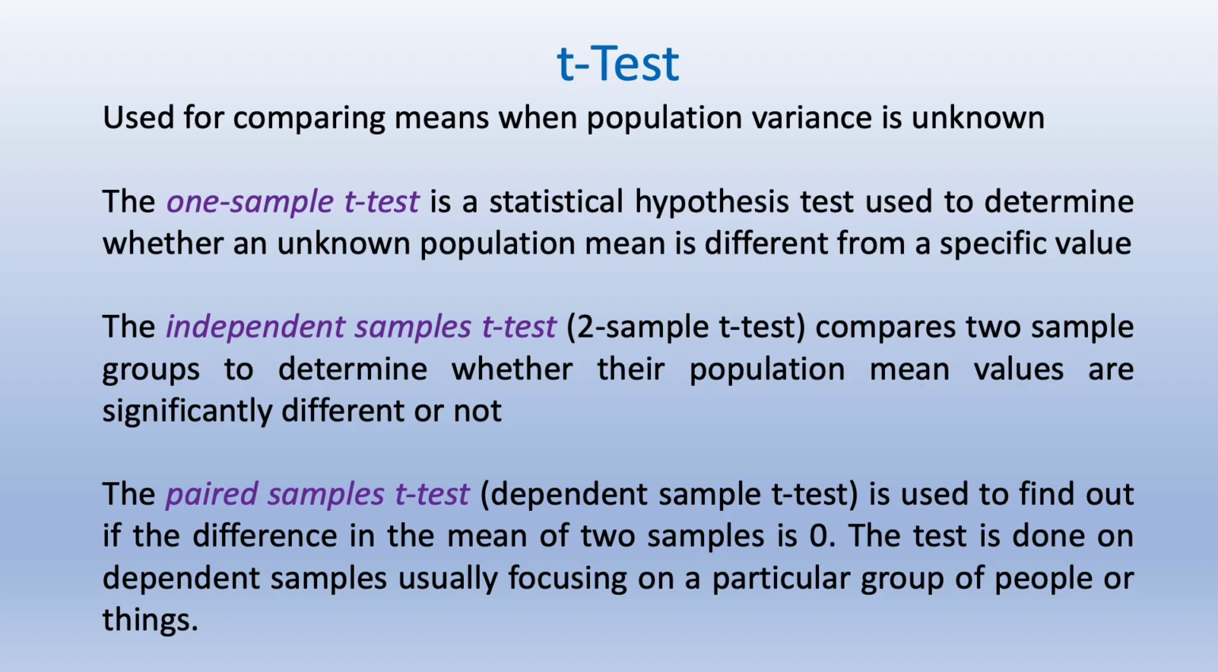The test is done on dependent samples, usually focusing on a particular group of people or things. In this, each entity is measured twice, resulting in a pair of observations.